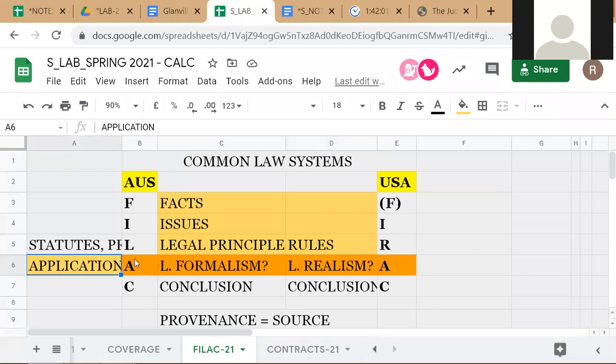I and A are the same in both. This is where you have matters like formalism and realism, jurisprudential philosophies, which become important because they affect the decision in the case. I'll give you an example later on with the VODAFONE case. So this is important. This is where all the stuff you learned about formalism and realism comes into play, in the application stage. Then you have the conclusion.